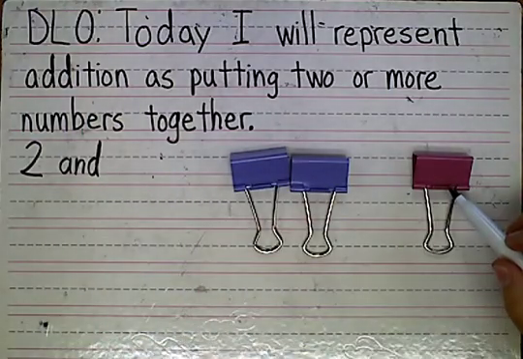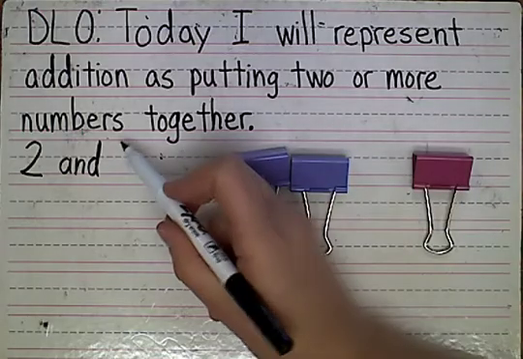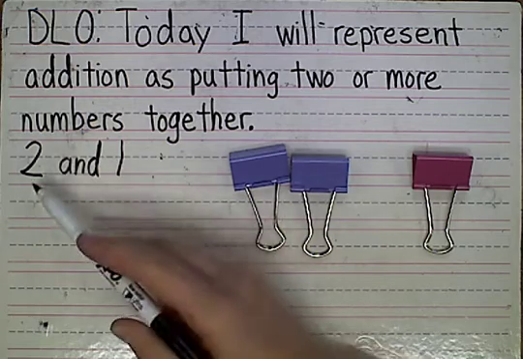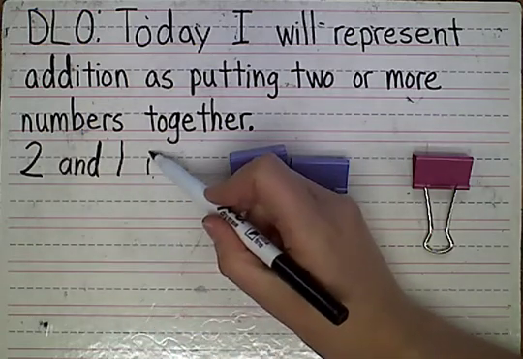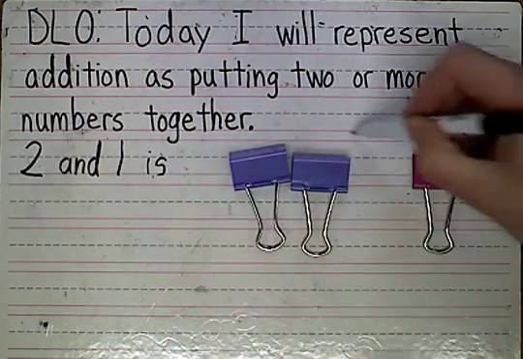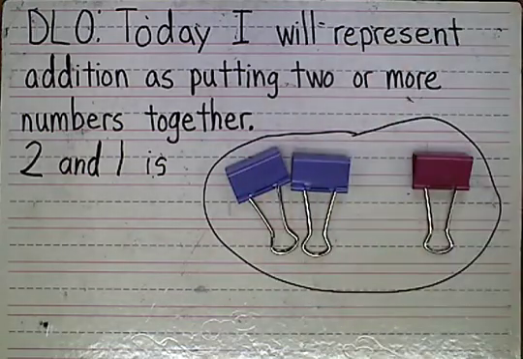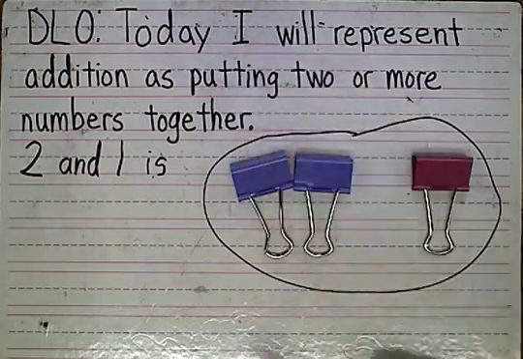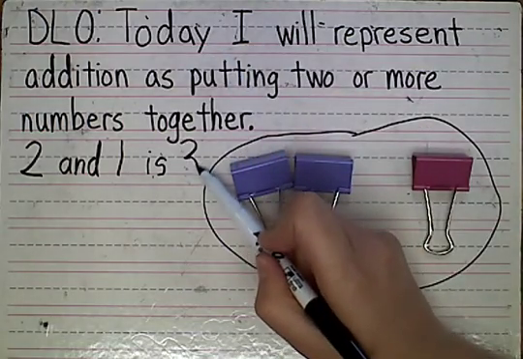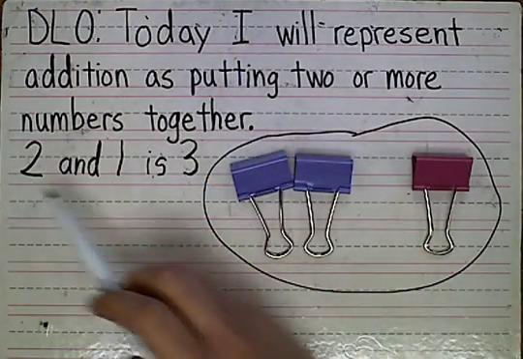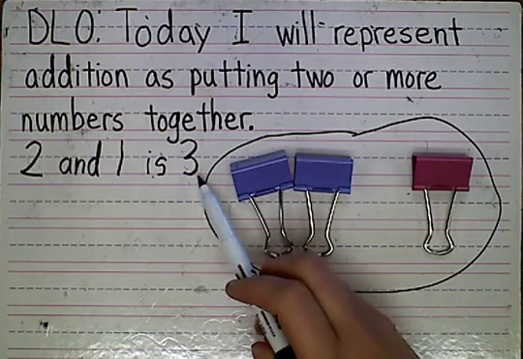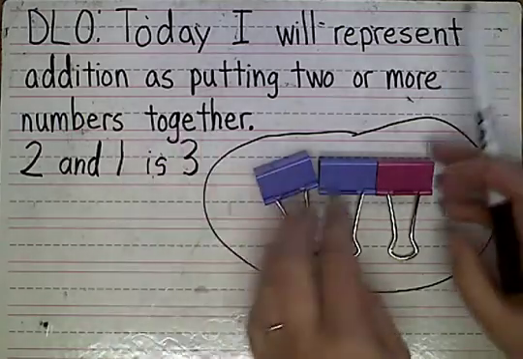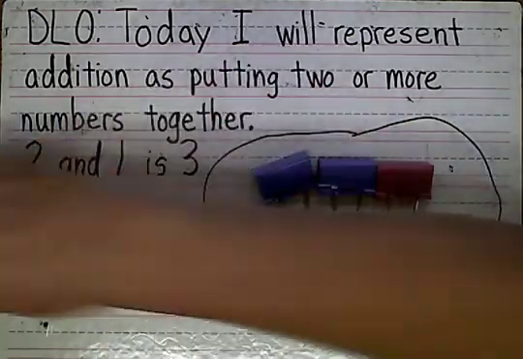Let's see. How many pink do I have? 1. How do I write the number 1? Straight line down and then you're done. That's the way you make a 1. 2 and 1 is I-S. How many all together? Let's count. 1, 2, 3. 3 is my total, so I'll write that here. Let's read our number sentence. 2 and 1 is 3. It's 3 because I have all of them all together, and the number of them together is 3. Erase, erase, erase.